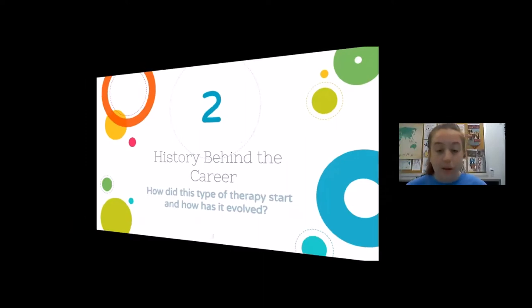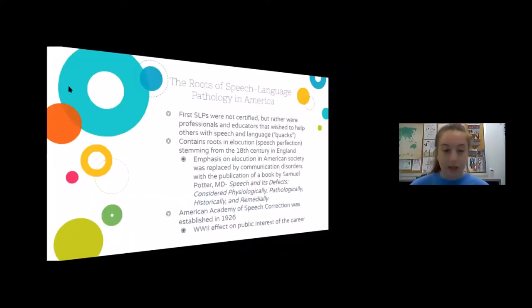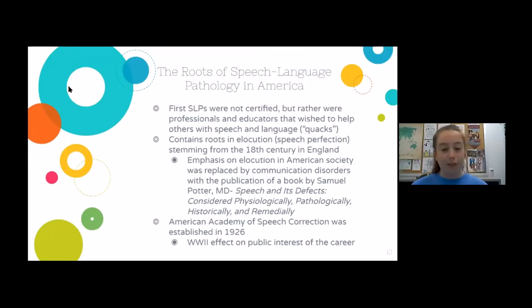The roots of speech language pathology in America. The first SLPs obviously were not certified, but rather were there to help others with speech and language. The term quacks refers to the people who, during this beginning development of speech therapy in America, used to give out phony advice. That's what the name for them was.